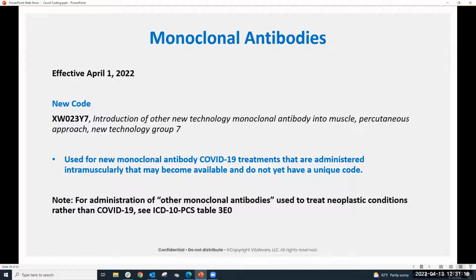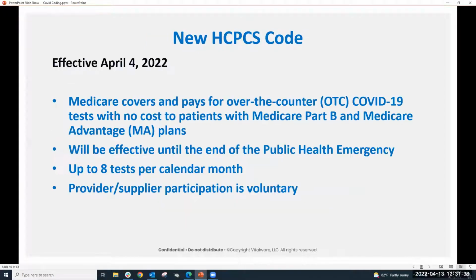So I think they're just being proactive to make sure there's something that we can use to assign if there's no current code available. Just a note, for the administration of other monoclonal antibodies to treat something other than COVID-19, you would use the PCS table 3E0, not the XW0 code table, sorry.